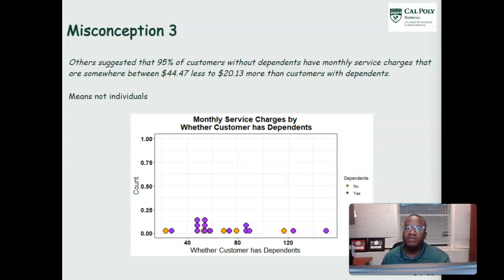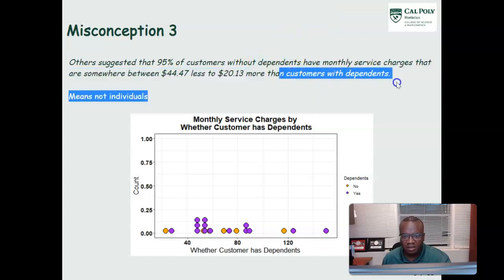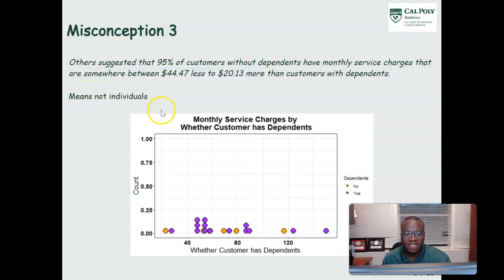Again, when it comes to confidence intervals, we're trying to estimate a range of plausible values for our parameter of interest, which in this particular case is the difference between population means, and our statement needs to reflect that estimation, whereas this doesn't. We're looking at means, not individuals. So be aware of that: means, not individuals.